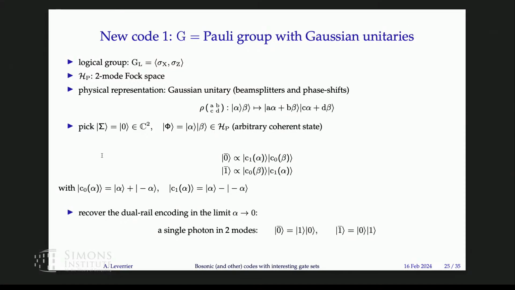Okay, so in this encoding, if you pick alpha and beta to be of the same amplitude, and if you take the limit alpha to 0, you recover the dual rail encoding. But in general, you get some kind of finite energy version of the dual rail encoding.